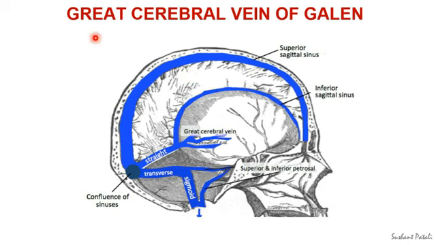Now what is this great cerebral vein of Galen? The great cerebral vein of Galen is basically formed by the union of two internal cerebral veins, and this vein passes backwards below the splenium of the corpus callosum, which is one of the parts of the corpus callosum, through the cisterna ambiens, and it receives the basal vein from each side before it terminates into the straight sinus.